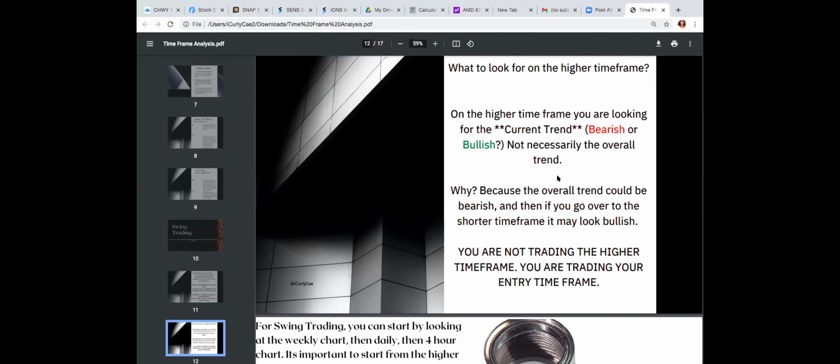Okay, so what to look for on the higher time frame? On the higher time frame, you are looking for the current trend, not the overall trend. The reason is that the overall trend could be bearish, and then if you go over and look at the shorter time frame, it may look bullish. Keep in mind, you're not trading the higher time frame, you're trading off of your entry time frame.